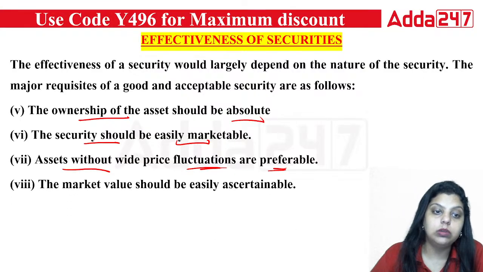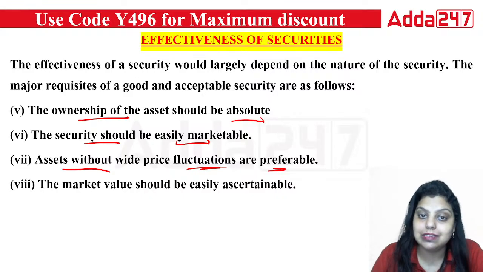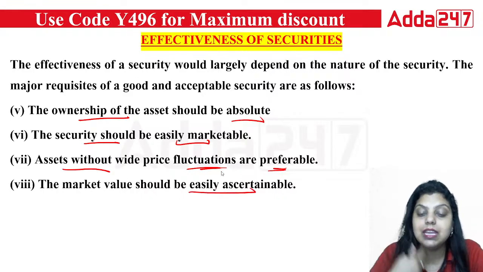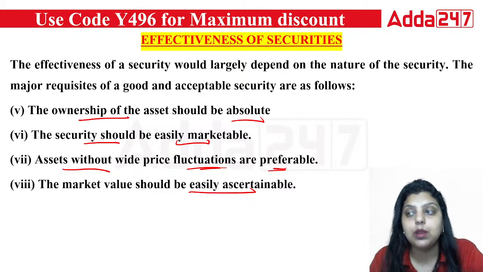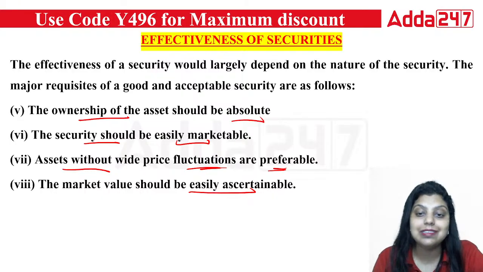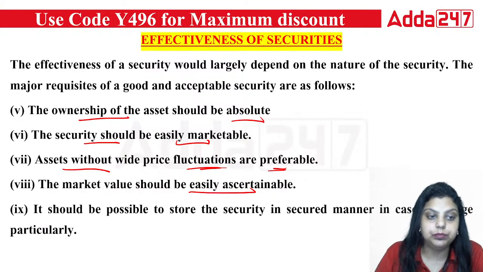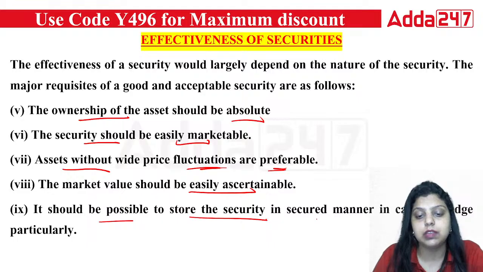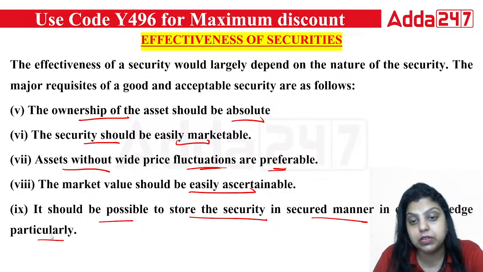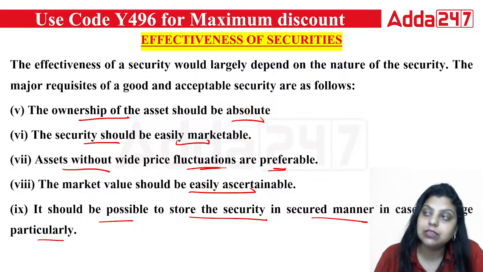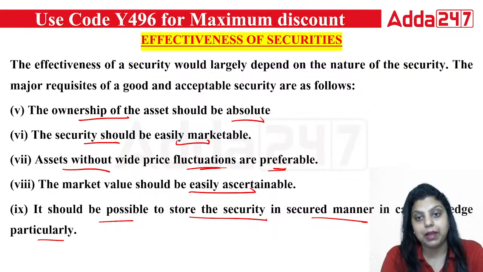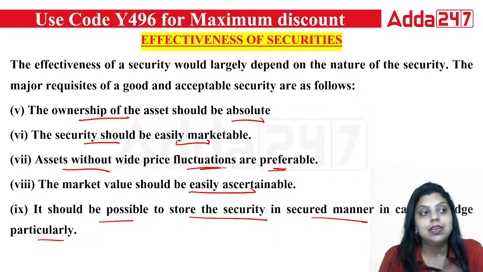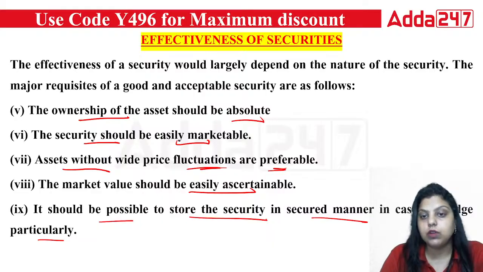Okay, now the market value should be easily ascertainable. Like if you are taking any kind of asset or security as a collateral, then you should be capable of identifying the value of that product easily. And it should be easily available. It should be possible to store the security in a secure manner, in case of pledge particularly. Pledge covers those kinds of security whose possession will be given to the bank. In that case, it's important that proper storage of that security is done.